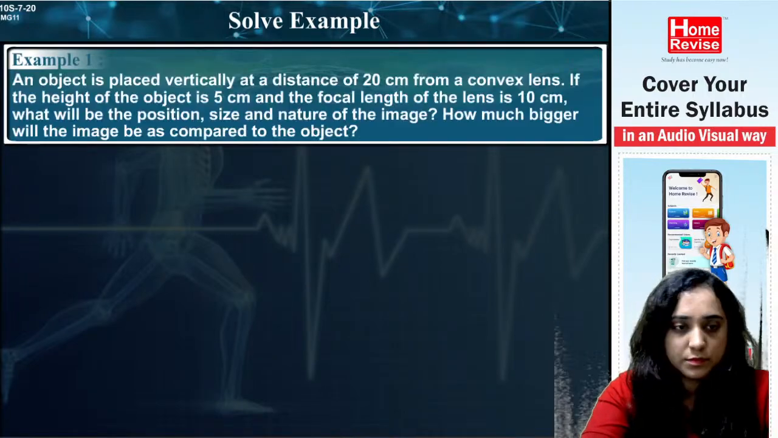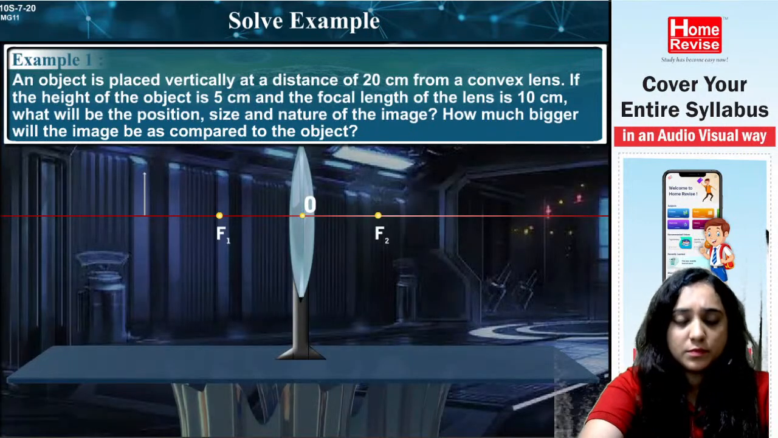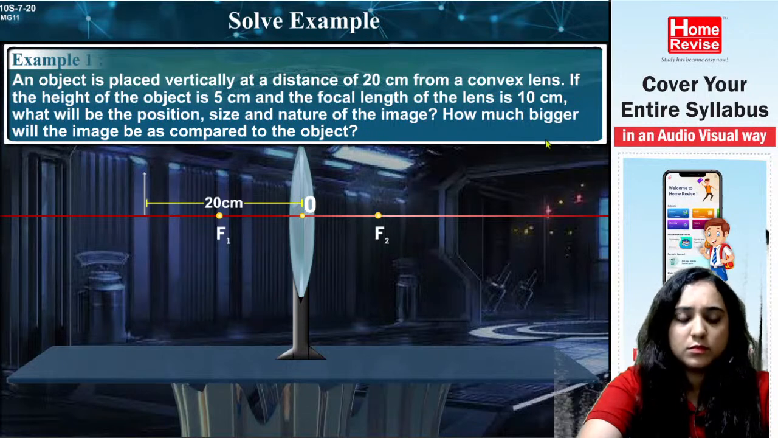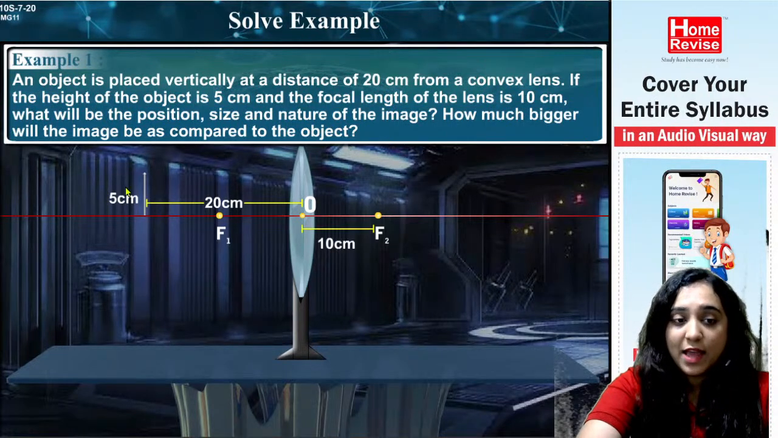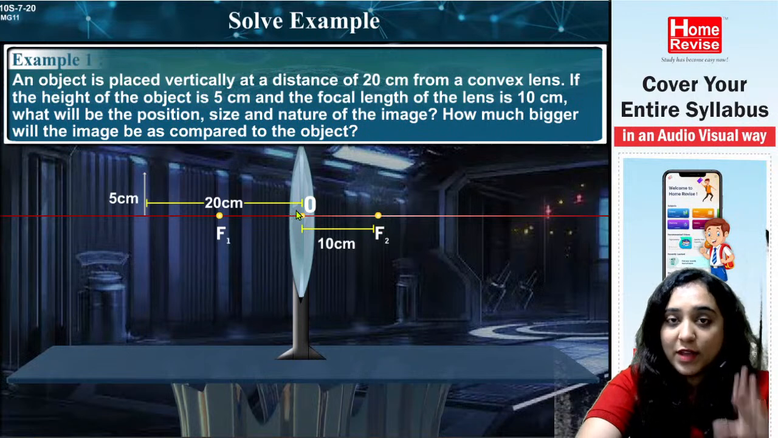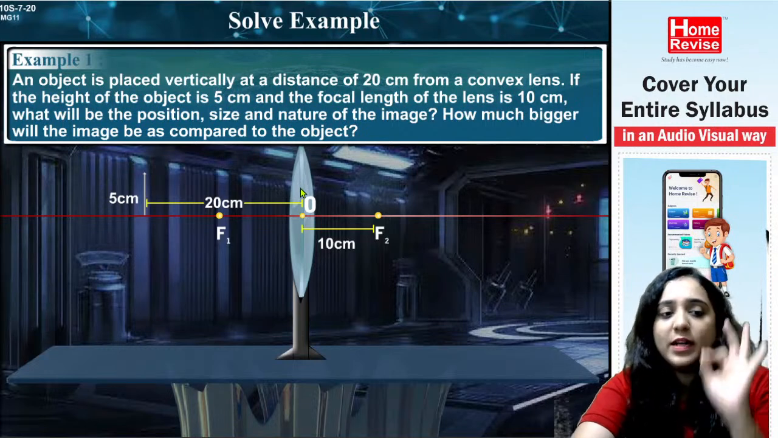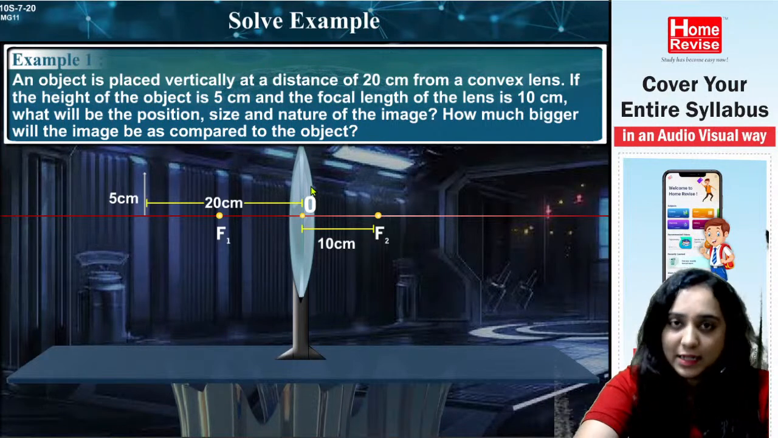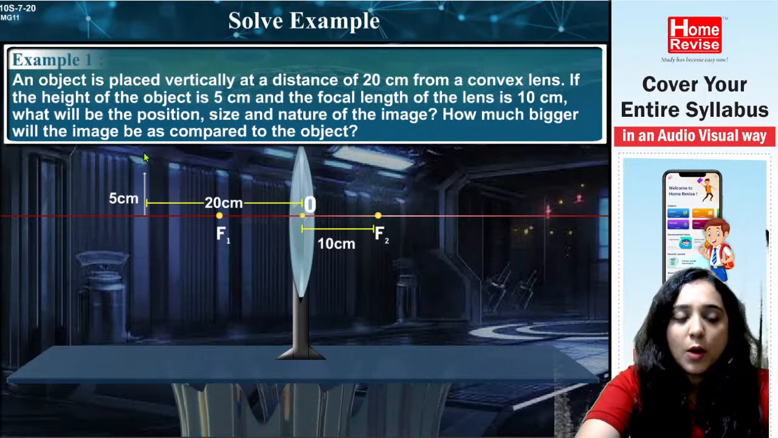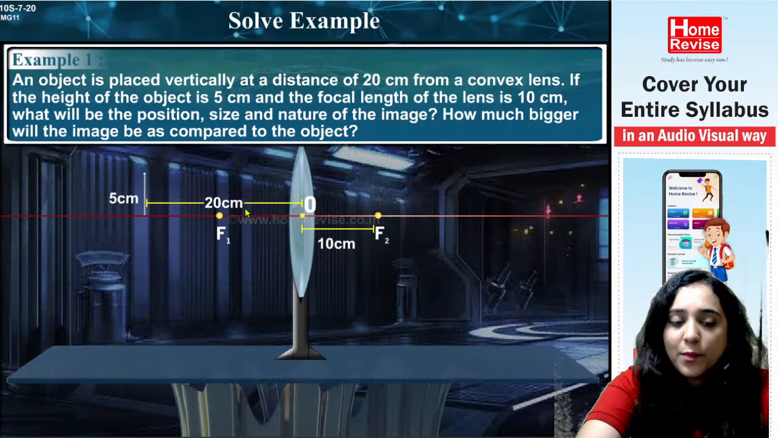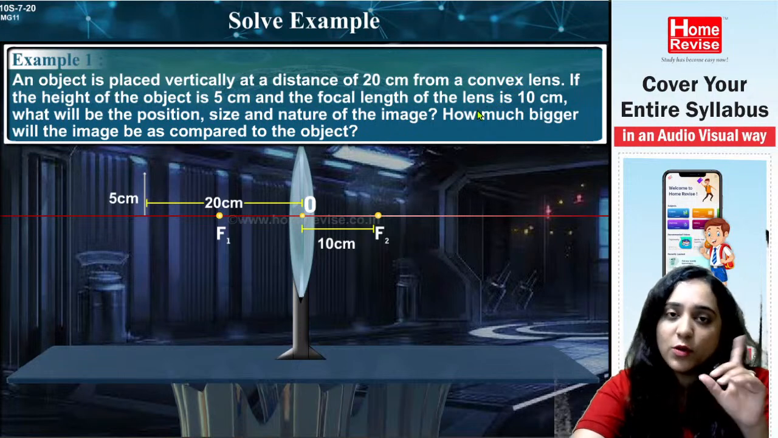1. An object is placed vertically at a distance of 20 centimeters from a convex lens. Please pay attention. If the height of the object is 5 centimeters and the focal length of the lens is 10 centimeters. See, everything is given properly, that the object is placed at a distance of 20. So see, we place the object towards the left, and the image is formed towards the right. Everything you have to do properly. Every time the object is always placed on the left side, sign conventions we have learned, right? Yes. So see, the object is placed at a distance of 20 centimeters from the convex lens towards the left. They have not mentioned that you have to keep it towards the left. It is understood because we know the sign conventions.